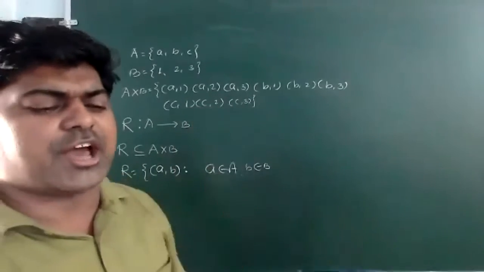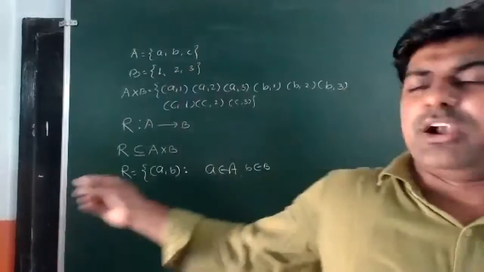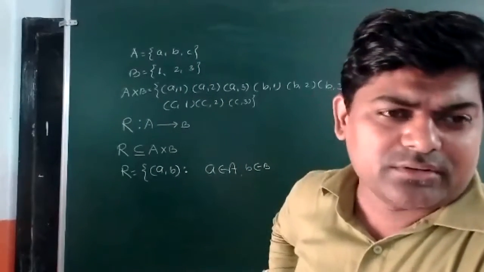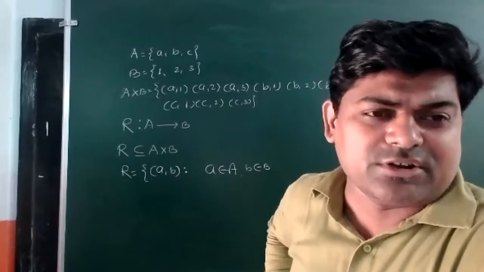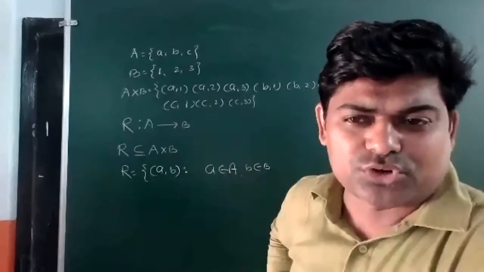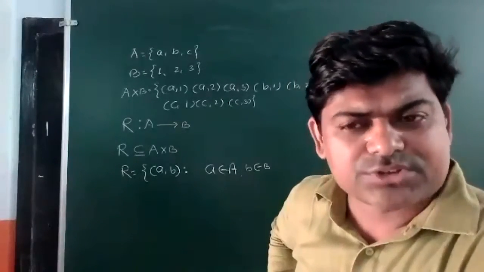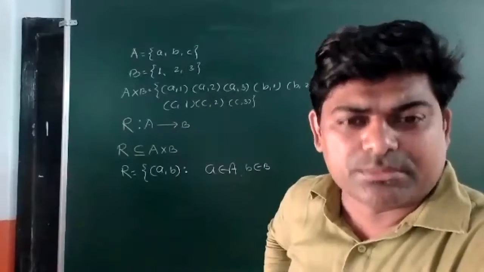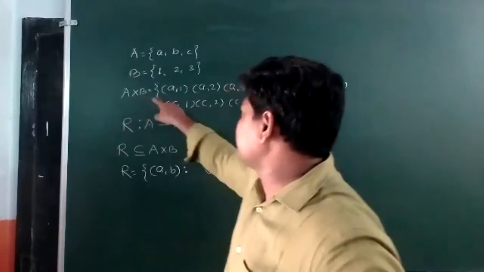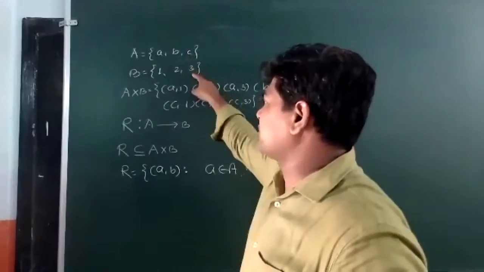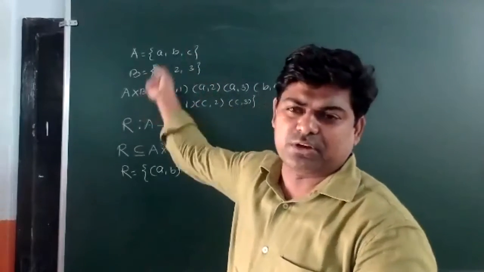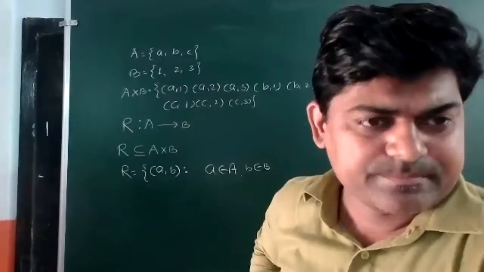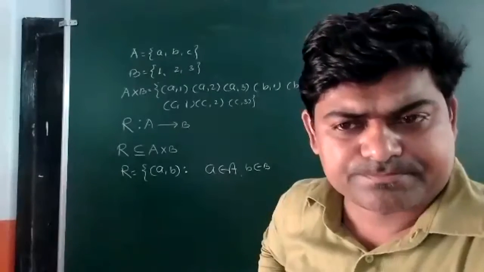So here one question can arise: if we have two well-defined non-empty sets A and B, and we want to find the number of possible relations from A to B, what should I do? We should find the number of subsets of A cross B. Now see, there are three elements in A and three in B, so the number of elements in A cross B will be 9. And the number of subsets of A cross B is 2 to the power 9. Are you getting what I want to say?